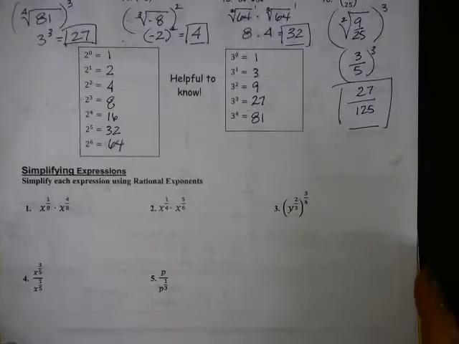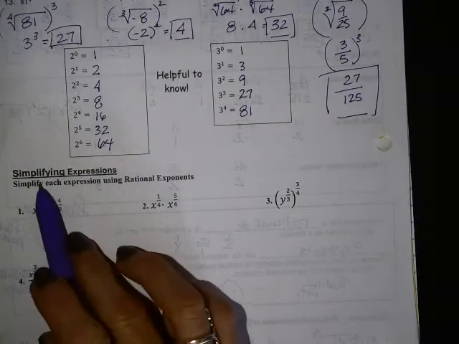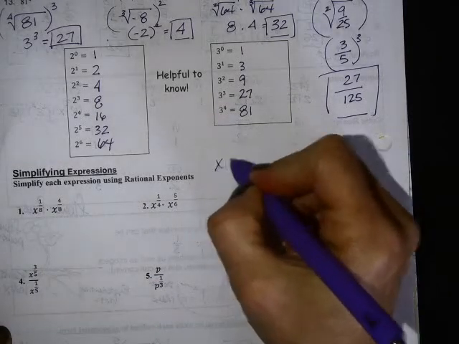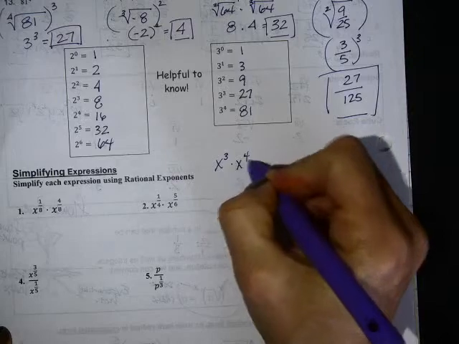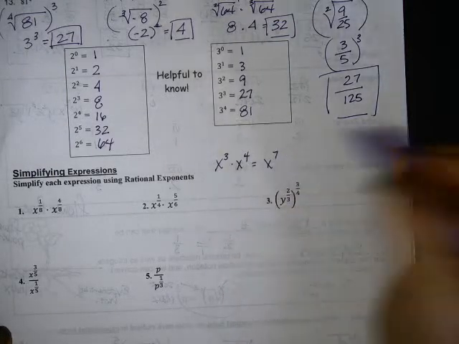Alright, last part of our lesson. We are going to simplify these using rational exponents. We have done this before when you have x to the third times x to the fourth. What do you get? You add them, right? So we get x to the 7th.